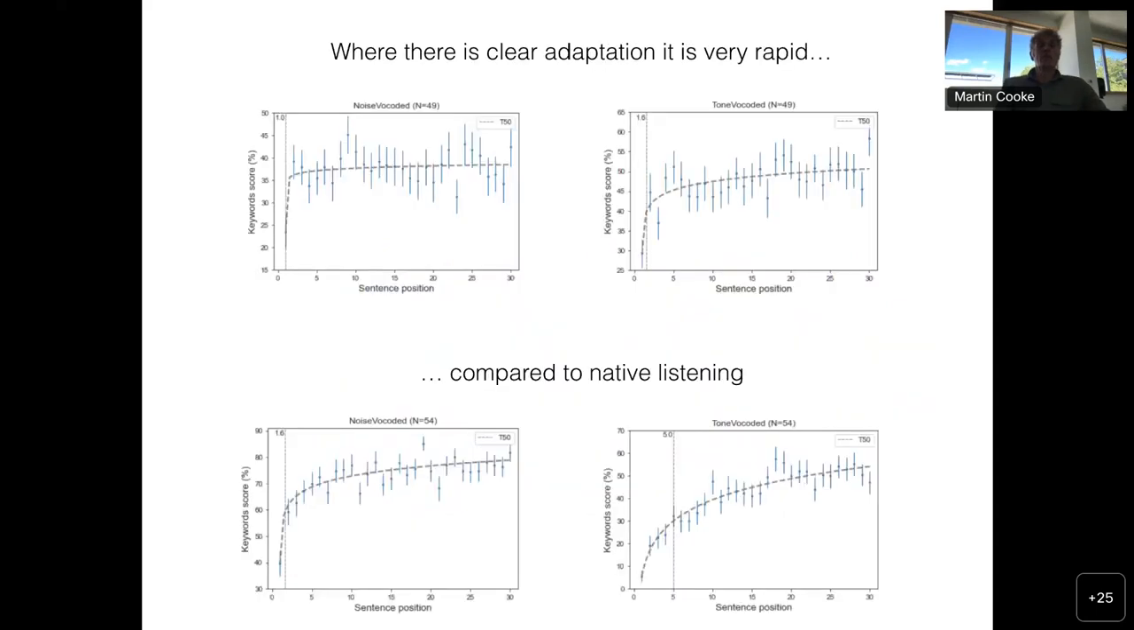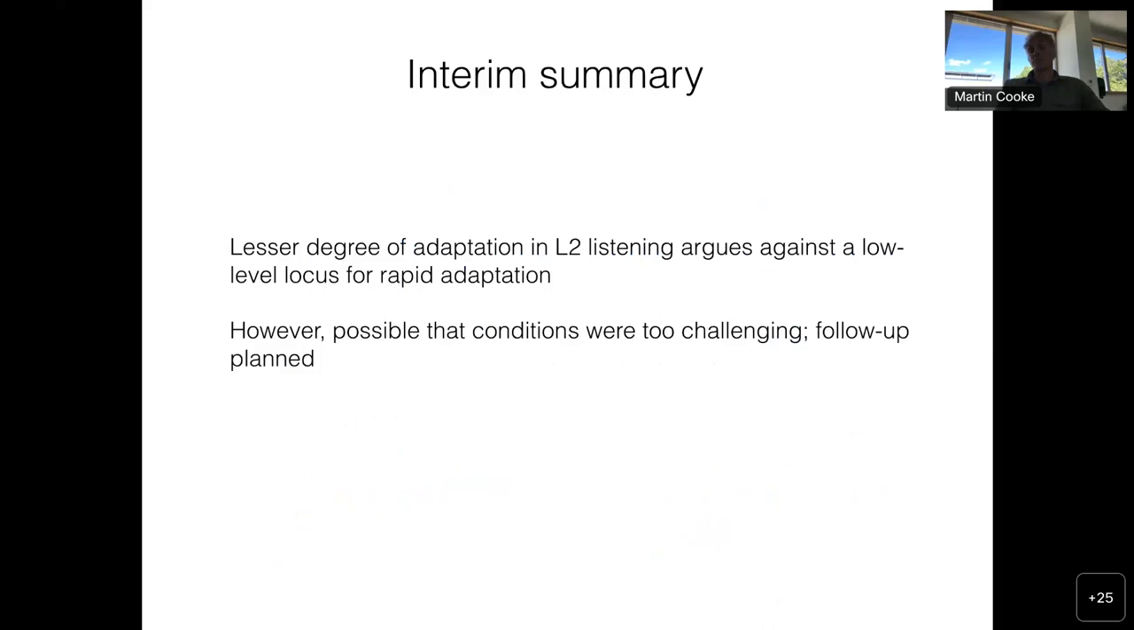And if we take 2 of the types where there is clear adaptation, it's still very rapid in these 2 cases, noise vocoding and tone vocoding, compared to native listening, where it's much more gradual. So it looks as though adapting to second language speech is not quite the same as adapting to first language speech. So that again argues against a low level locus for rapid adaptation.